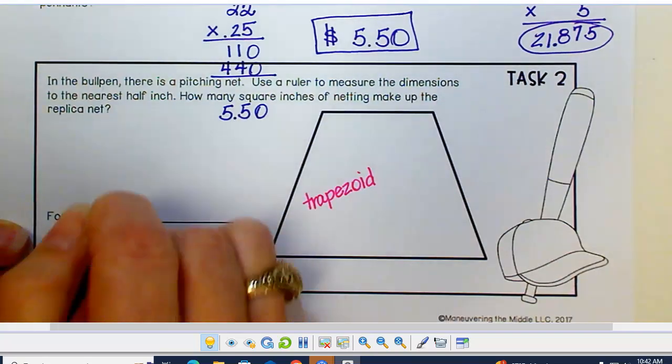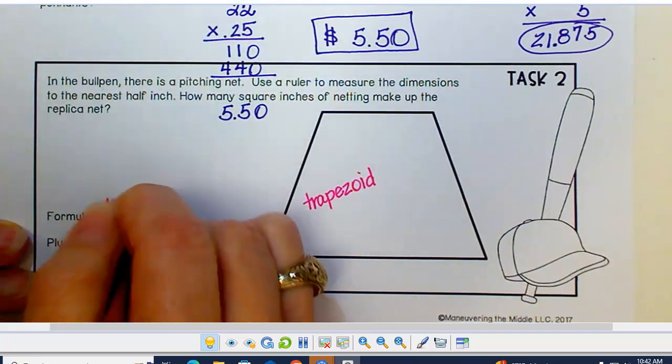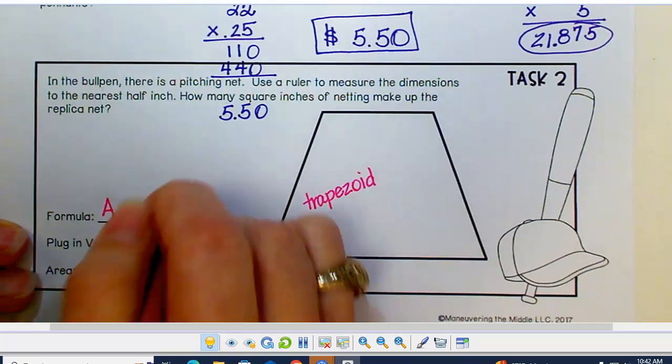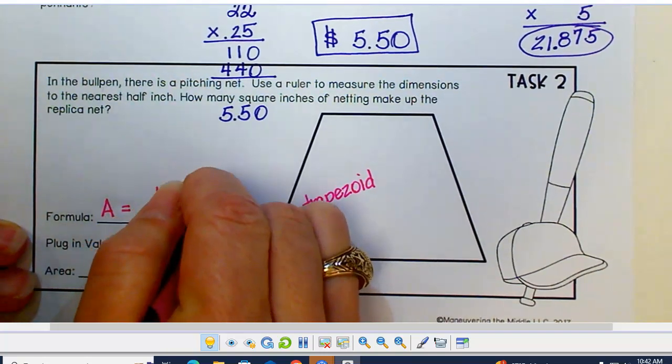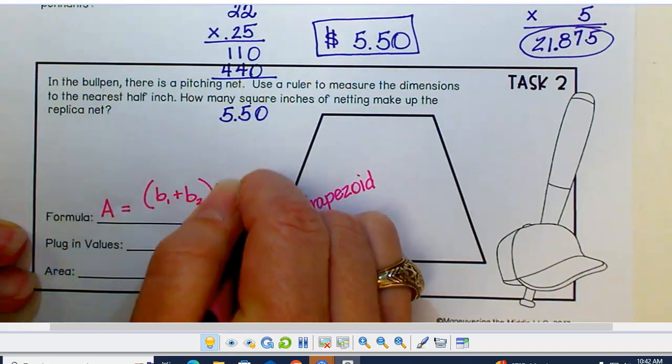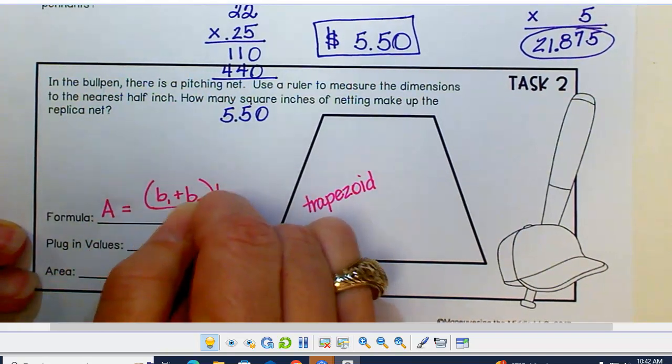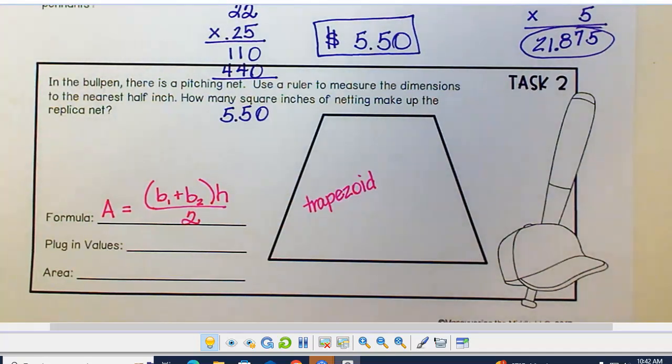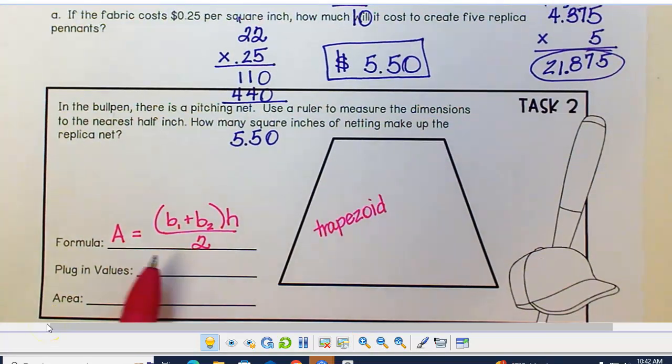And remember that the formula for a trapezoid, area of a trapezoid, is base 1 plus base 2 times the height divided by 2. Okay, and you might be like, no, Miss Goff, it's base 1 plus base 2 times height times a half. Well, times a half and dividing by 2 is the exact same thing. All right, before we can plug in values, we've got to do some measuring. So let's get out our ruler again.